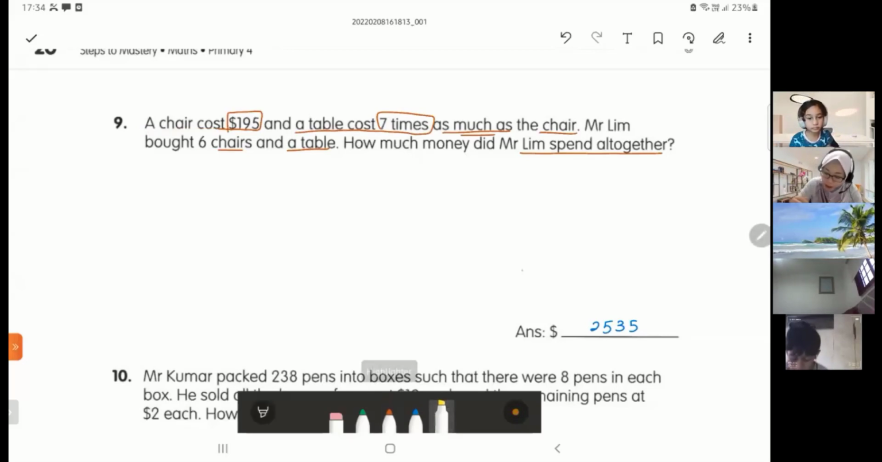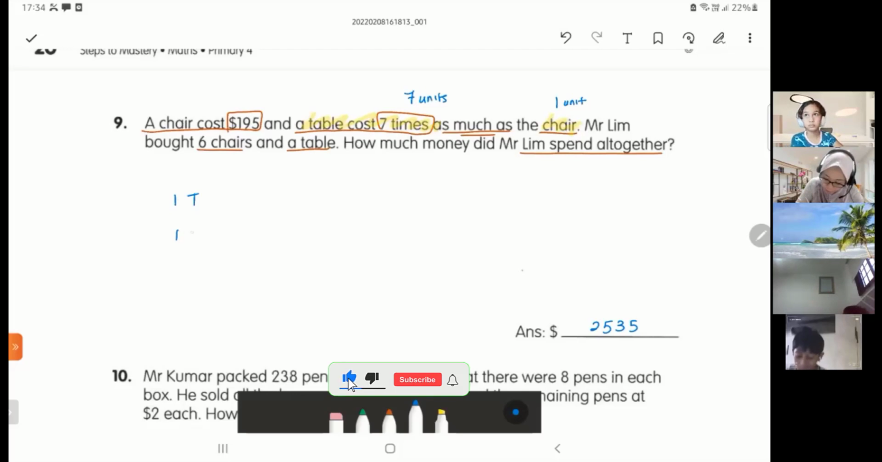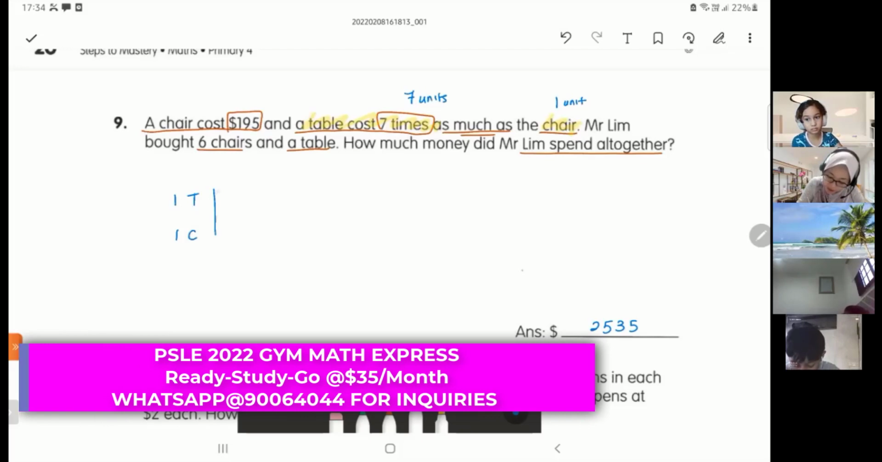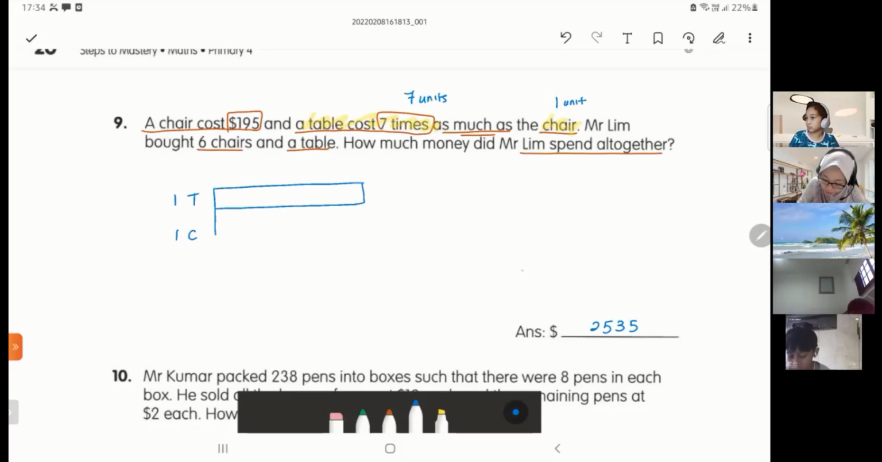Okay, so we are going to compare this. The table is 7 times as much as the chair, which means the table is 7 units or 7 parts, as compared to the chair, which is 1 unit. So 1 table, 1 chair. If I compare this, the 1 table is 7 units. I draw a long one: 1, 2, 3, 4, 5, 6, 7. This is 1 table only. So 1 chair is 1 unit.